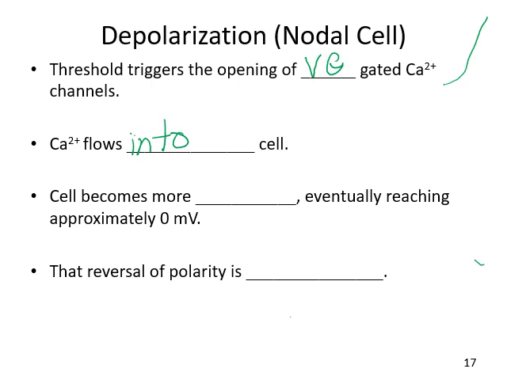Positive charges going into our nodal cell means that the cell becomes more positive, gets a more positive charge, and it eventually reaches 0, which is where that action potential kind of tops out. Okay. And remember that reversal of polarity, so that going from threshold to kind of this peak of the action potential, that is depolarization.